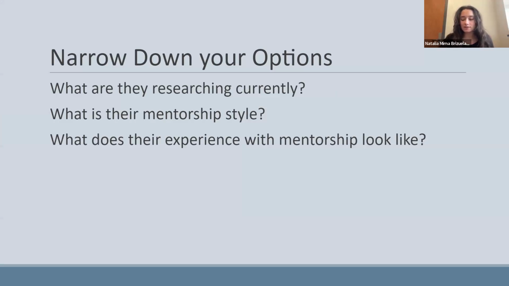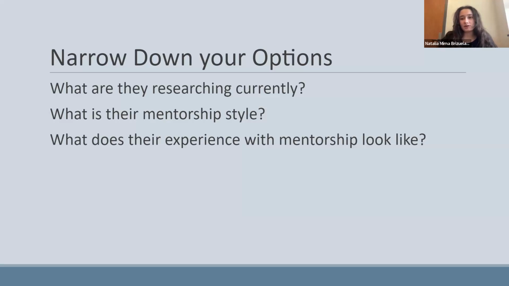A lot of times, especially if you are planning on applying for grad school, research mentors are a great way to get a letter of recommendation. But to get a good letter of recommendation, you want to make sure that you are able to have a good relationship with that person.